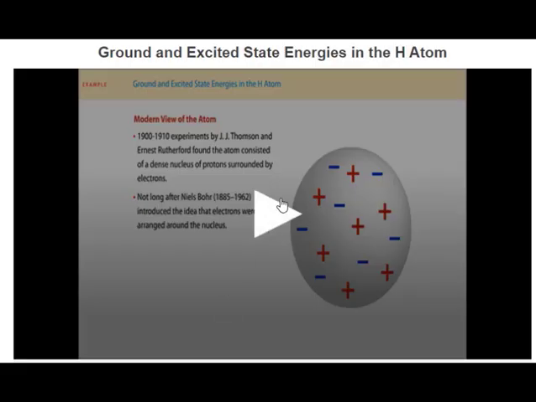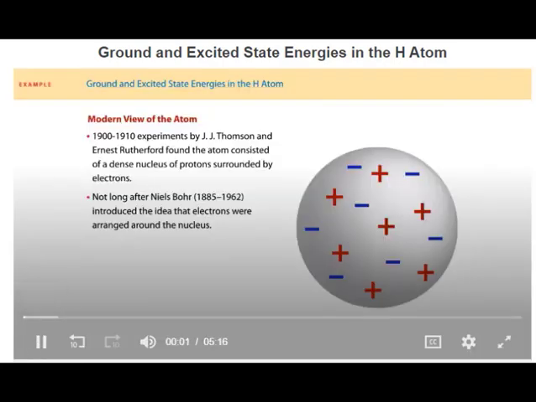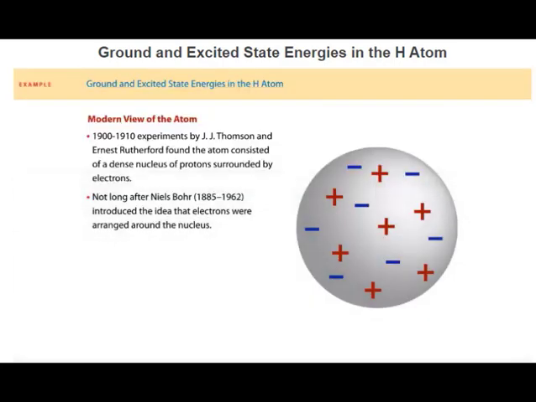Here is a nice summary of this section that kind of wraps up everything. At the beginning of the 20th century, the model of the atom was that it was a ball of positive protons and negative electrons, a model that did not begin to explain a number of fundamental observations.